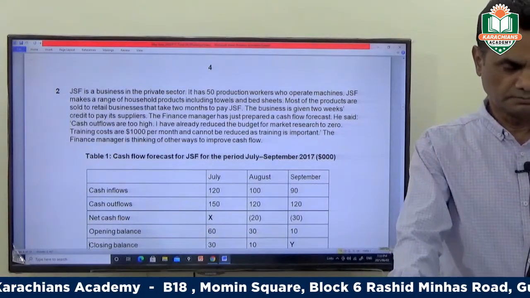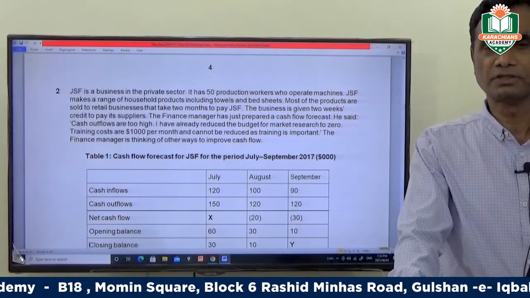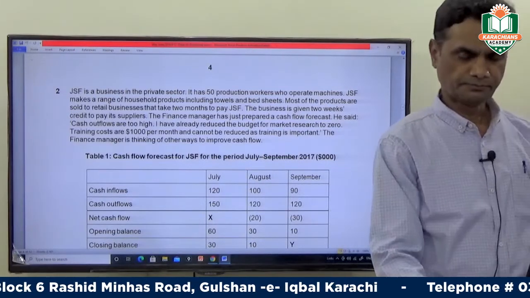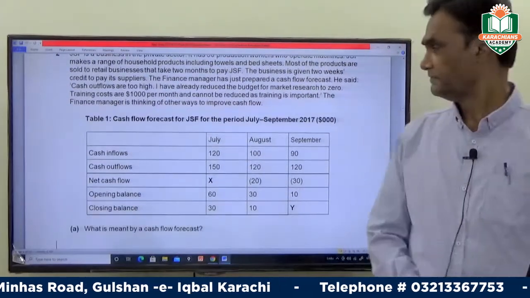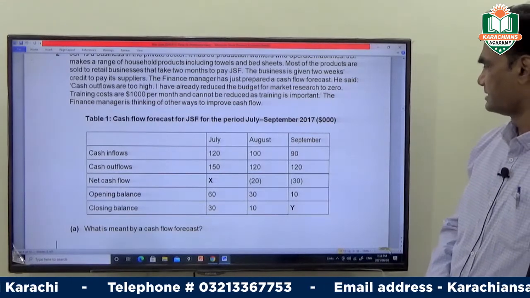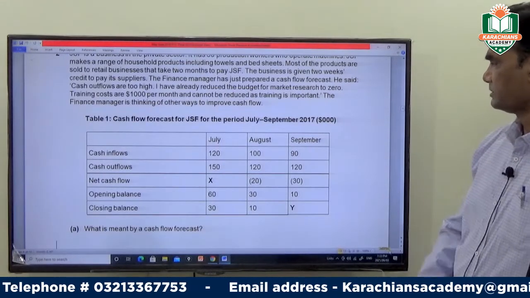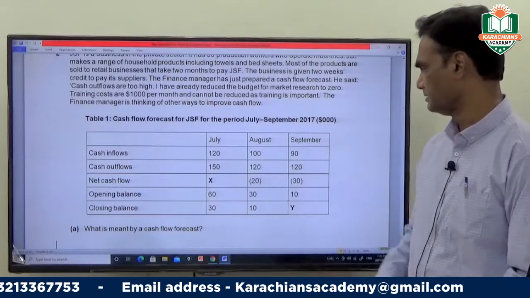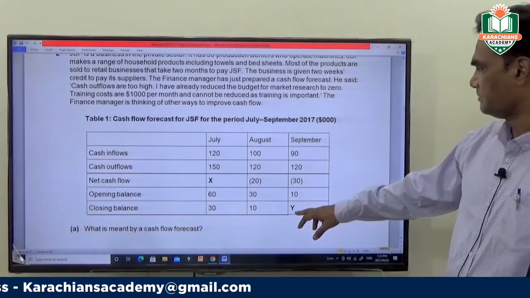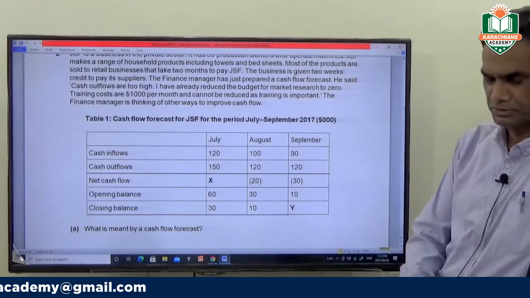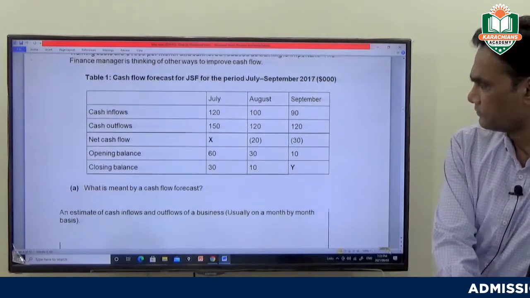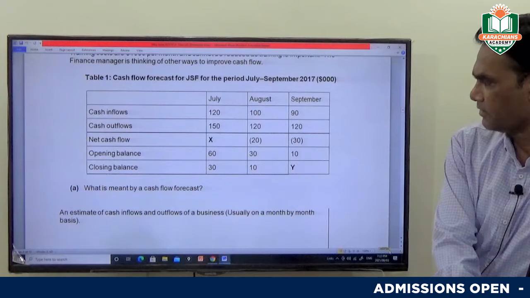This is mainly a question of cash flow, how to manage cash flow. Here is a table in which a cash flow is given for July, August and September. We have to find out the net cash flow for July, which is denoted by X, and the September closing balance, which is denoted by Y. Now, first come to question 1A.